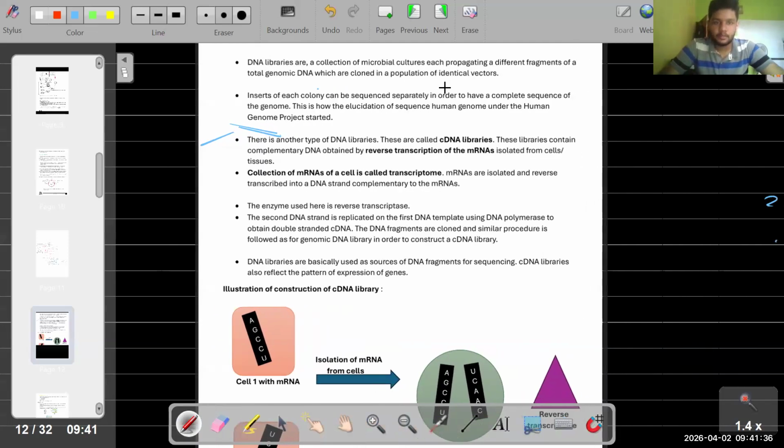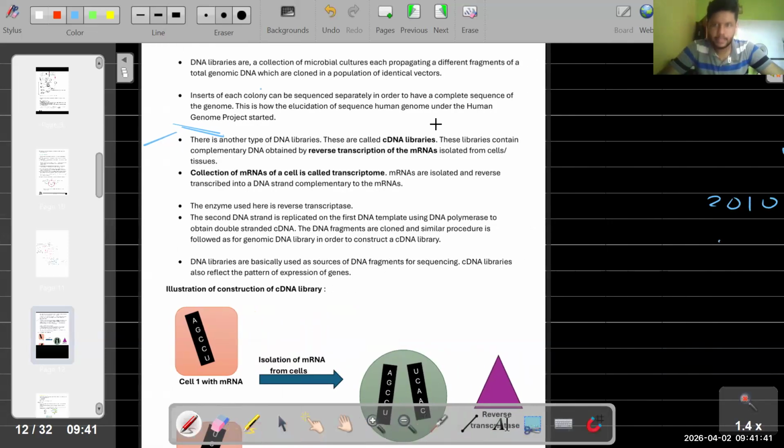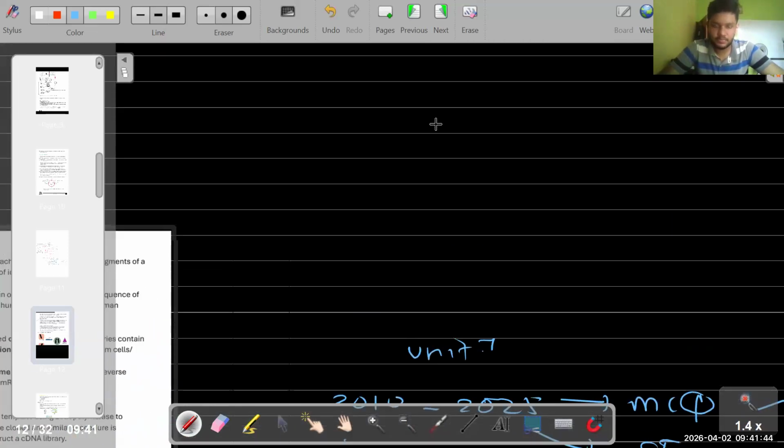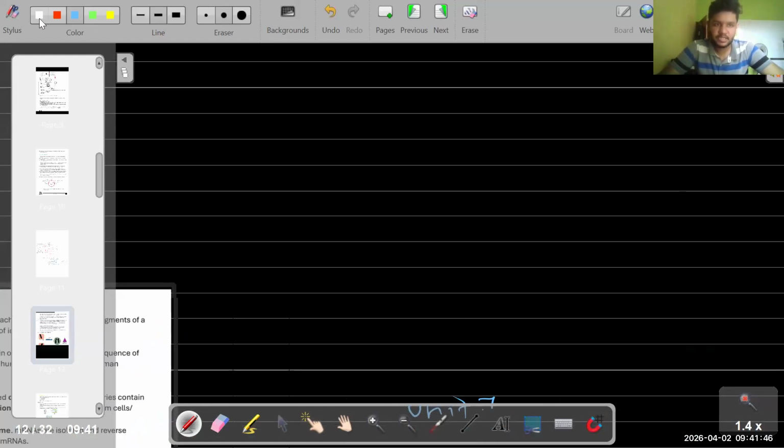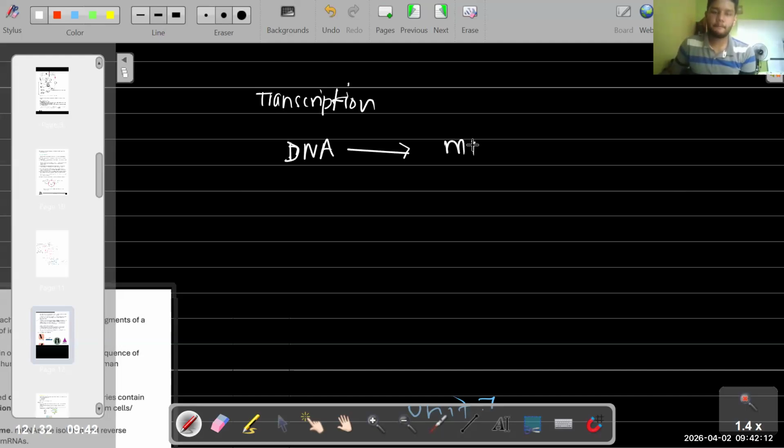Okay, back to the topic. There is another type of DNA library. This DNA library is called complementary DNA library, right? As I said, we have come across the word transcription in protein synthesis. Transcription means, from a DNA, producing a complementary RNA.